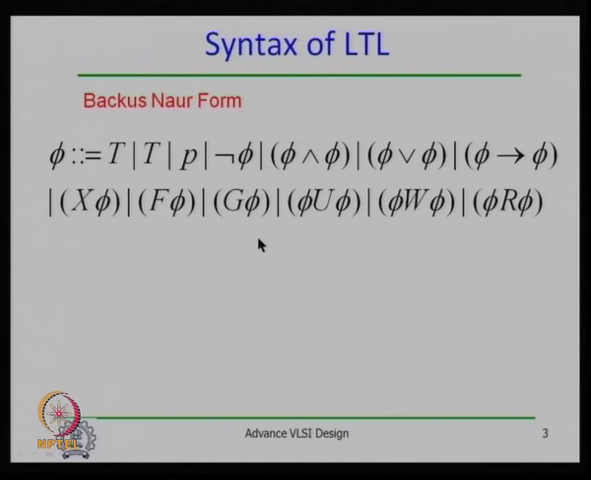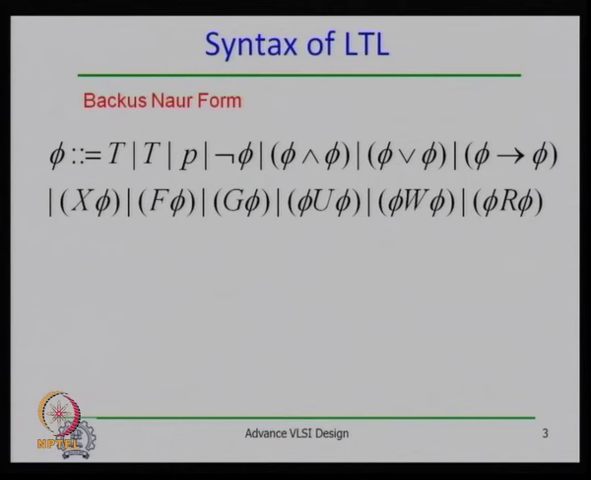But now, in order to capture the dynamic behavior of the system, we also define some temporal operators, and these temporal operators are X, F, G, U, W and R. X tells us the formula holds good in the next state. F tells you that the formula holds good sometime in the future. The future may be the next state, the next to next state, and so on. The global operator G tells you that the formula holds good in all the states in a path.